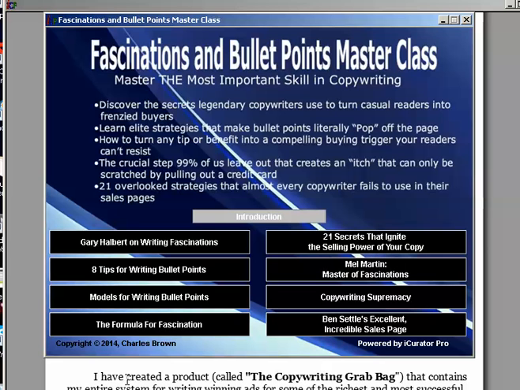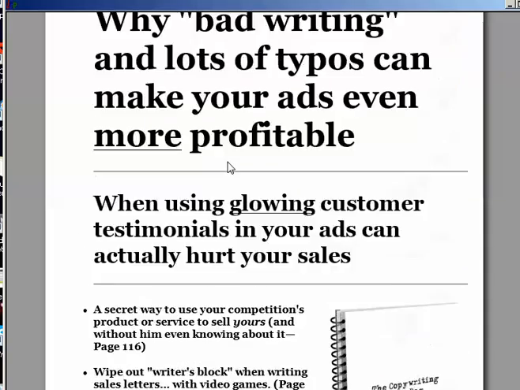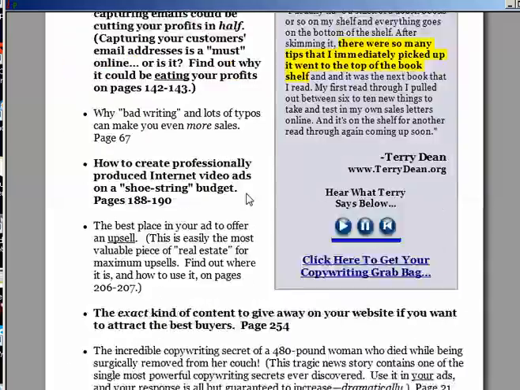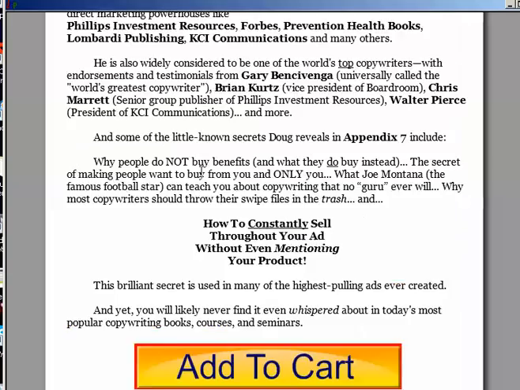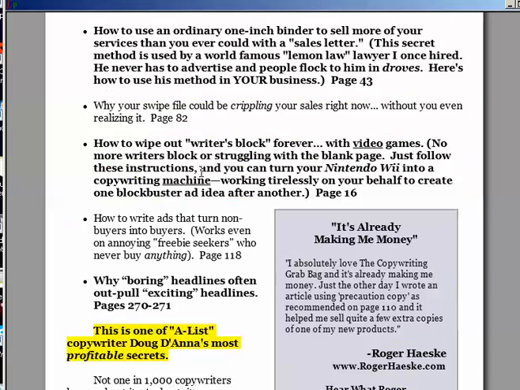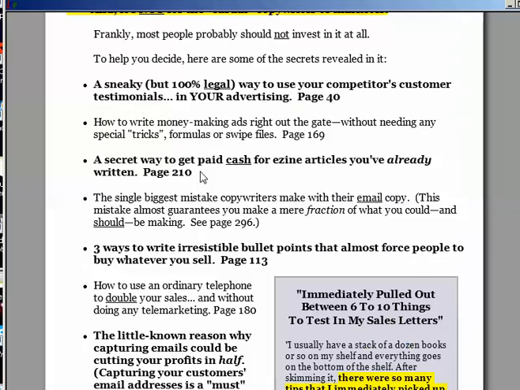And one last thing I wanted to show you is Ben Settle. I've been a big fan of Ben Settle's for quite a while, and I own this book. But this is a sales letter he wrote to sell his own book, and it's for copywriters. So what does he do? He writes a lot of bullets. I bet there's maybe 50 bullet points throughout the sales letter. There's even, I remember seeing one, a bullet point on how to write bullet points, and 3 ways to write irresistible bullet points that almost force people to buy whatever you sell.